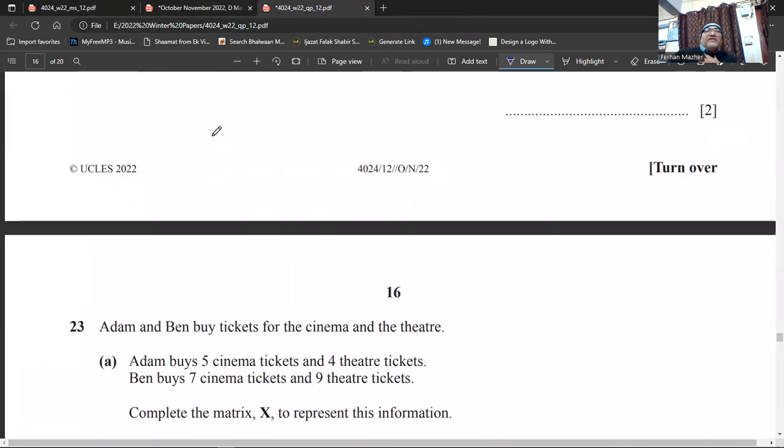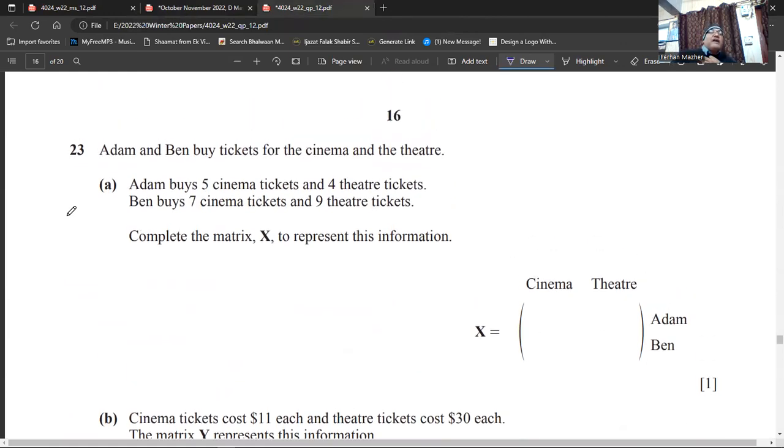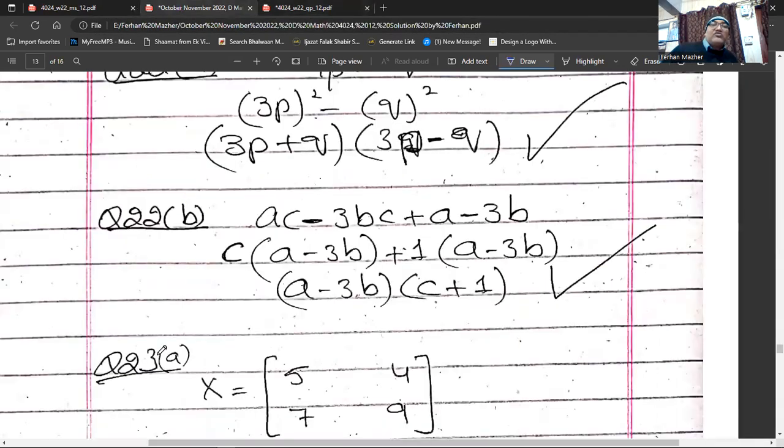Then we have question number 23. Adam and Ben buy tickets for the cinema and the theater. Adam buys 5 cinema tickets and 4 theater tickets. Ben buys 7 cinema tickets and 9 theater tickets. Complete the matrix X to represent this information. So here you will write 5, here you will write 4, here you will write 7, here you will write 9. Let me show you my solution.